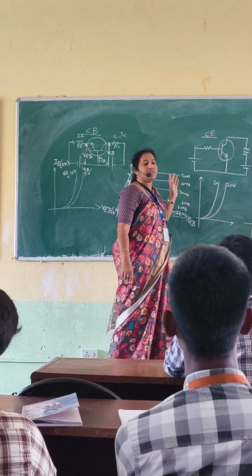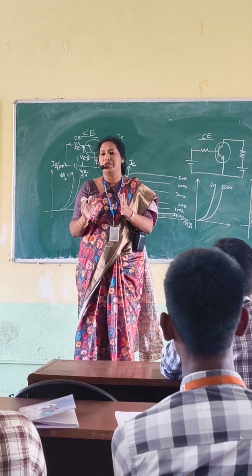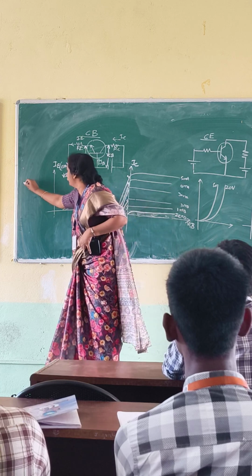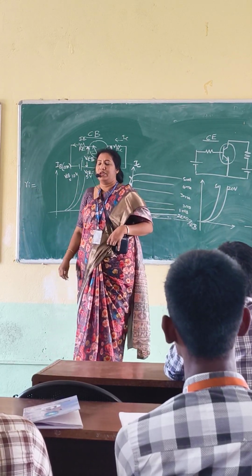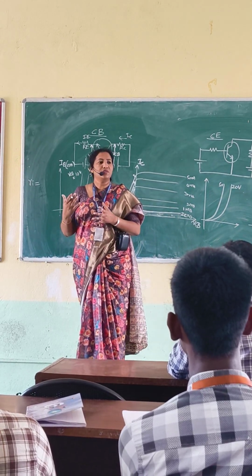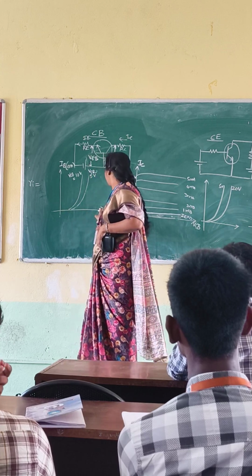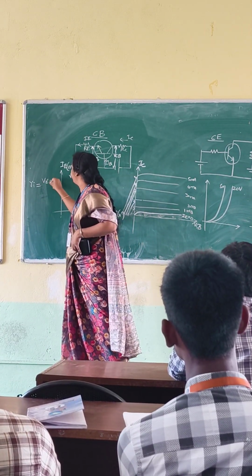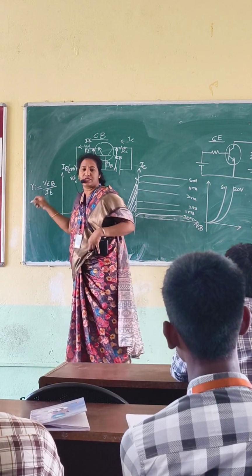Now, this is about the input characteristics. We got the graph. What do we have to find out? The first thing from the input graph is the input resistance. Input resistance is Ri. We know resistance is equal to voltage by current. What is the voltage here? VEB is your input voltage. So VEB by IE is your input resistance.